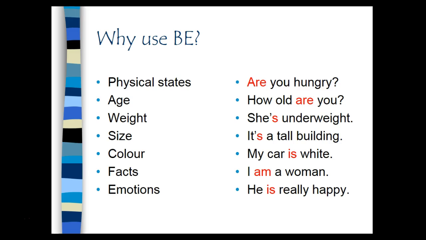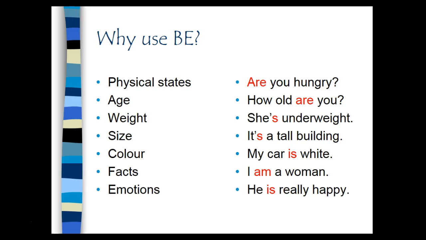We use be for several reasons. Here are some of them. First of all, it can be used to describe a physical state. Are you hungry? Yes, I am hungry. For age, how old are you? Oh, that's a secret, but I am older than you are. To describe weight, she's underweight. Size, it's a tall building. Color, my car is white.